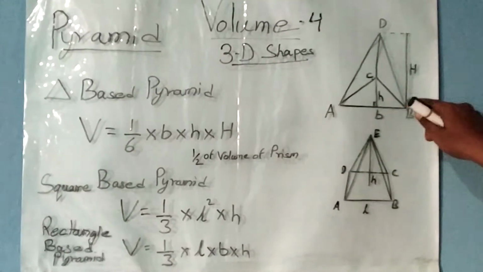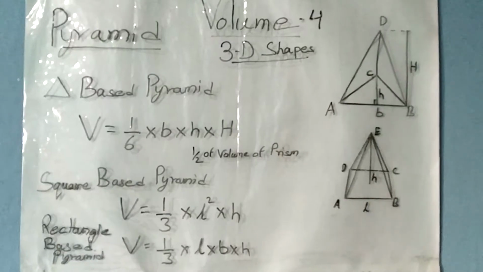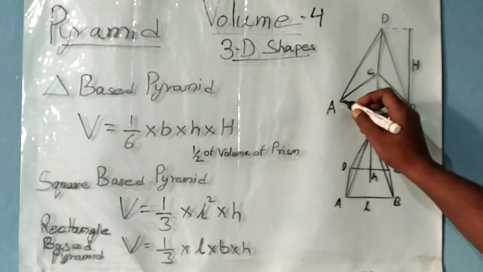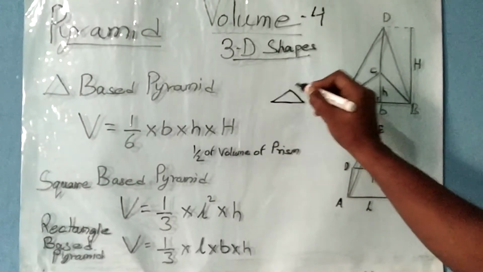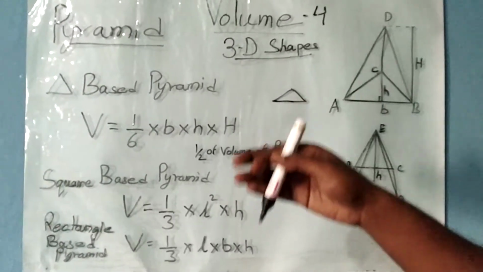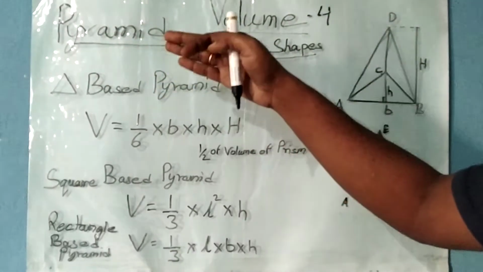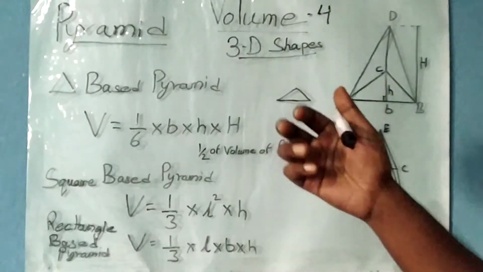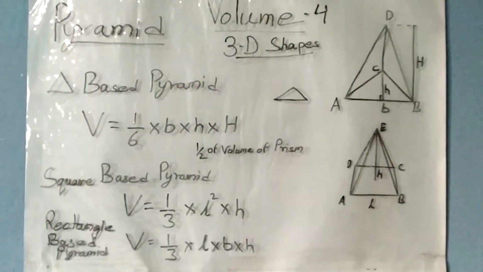This is the shape of the prism. This is a triangular based prism, which means the base is triangular. Okay, the base is a triangle. We have already discussed the surface area and properties of the pyramid in our earlier videos. Please watch it so that the concept will be clear.